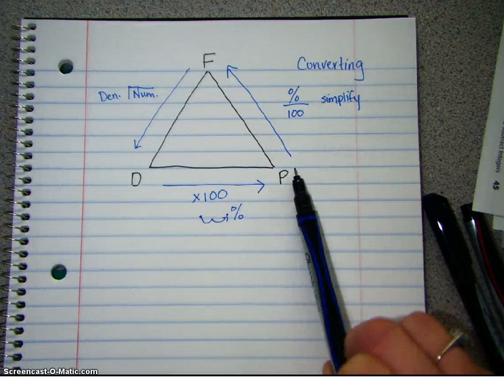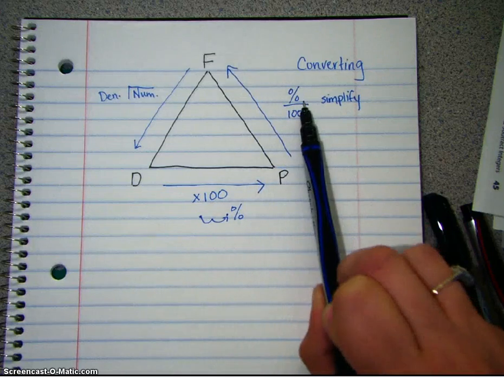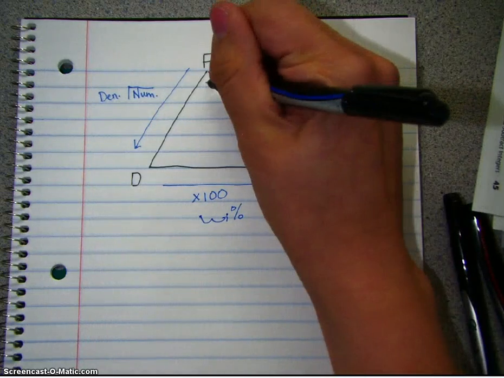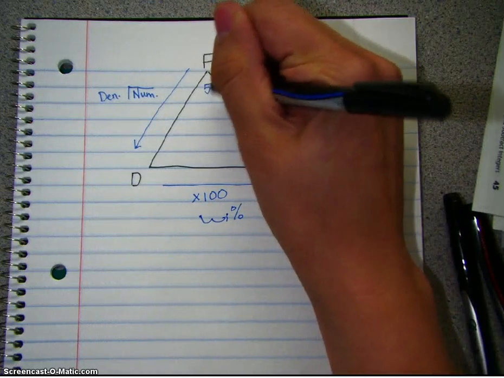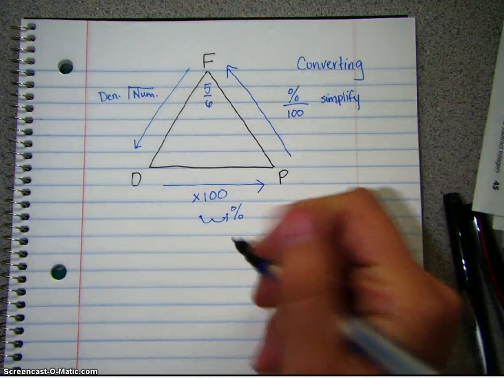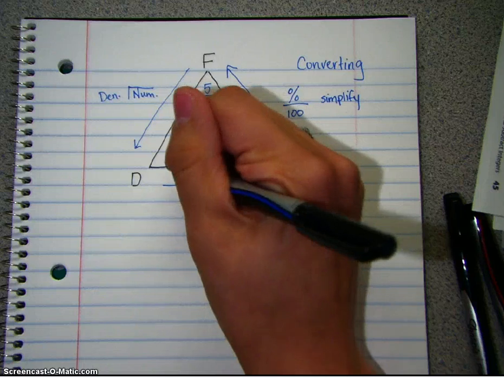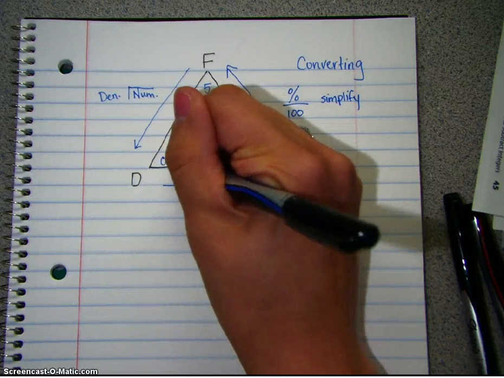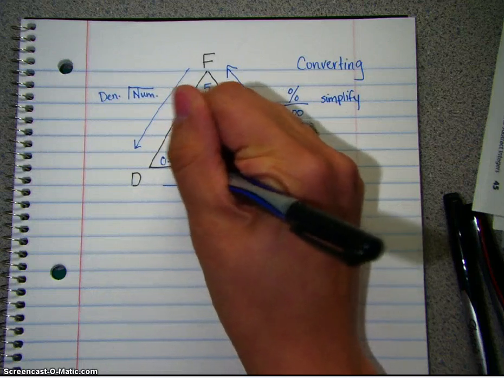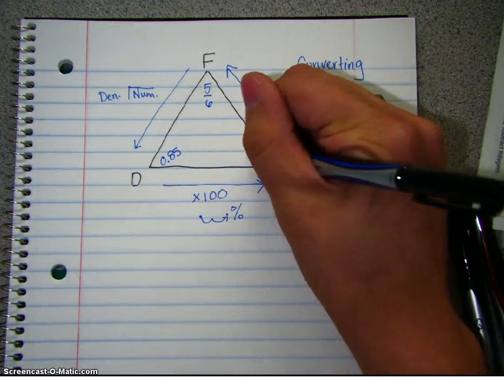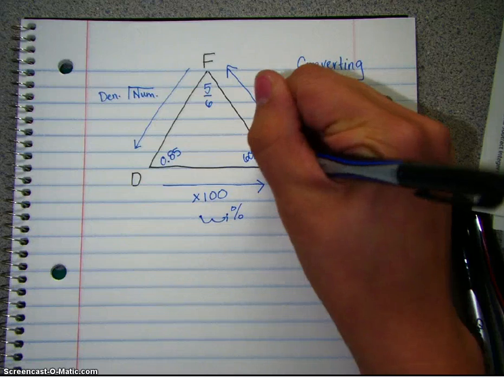To change a percent to a fraction, we're going to put the percent over 100. So we're going to go ahead and try this. We're going to start with the fraction 5/6. We're going to start with the decimal, 85 hundredths. And we're going to start with the percent, 60%.